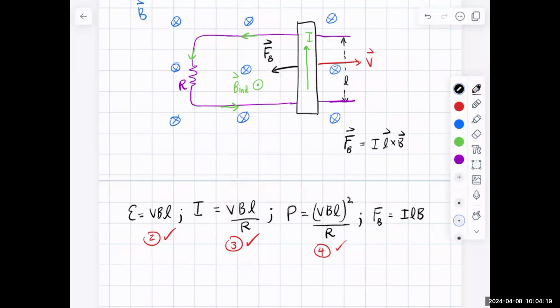And then when you cross with the magnetic field, I curl my fingers into the screen in the direction of the magnetic field, and it tells me that the force is to the left. Or in other words, the force is in the opposite direction of the velocity that we're pulling this thing with, to the right. So if I want to pull this thing to the right with a constant speed, I have to all the time overcome this magnetic force that's acting on this current.